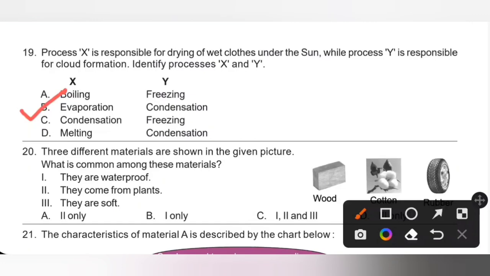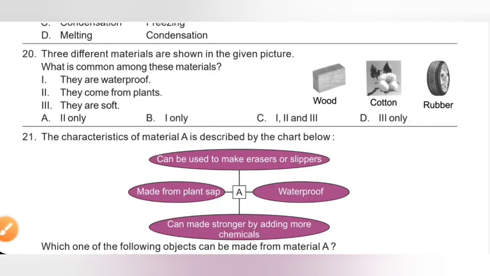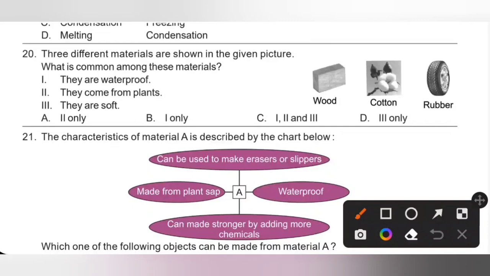20. Three different materials are shown in the given picture. What is common among these materials? So wood, cotton and rubber. So one, waterproof. Cotton is not waterproof. So one is incorrect. Two, they came from plants. It is correct. It is common among these material. Three, they are soft. It is also incorrect. So two only. Wood, cotton and rubber all are obtained from plants. So two only. So option A is the correct answer. Option A.